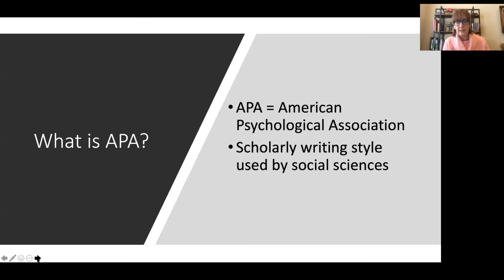So what is APA? The acronym stands for American Psychological Association, and these are the fine people that set many of the ethical standards, standards of writing, publications, those kinds of things. And like I said before, it's a scholarly writing style, so it's going to have some very specific things that it's looking for and that it requires. And it's used by behavioral sciences, social sciences, so sociologists, psychologists, counselors, social workers will all use this type of writing.